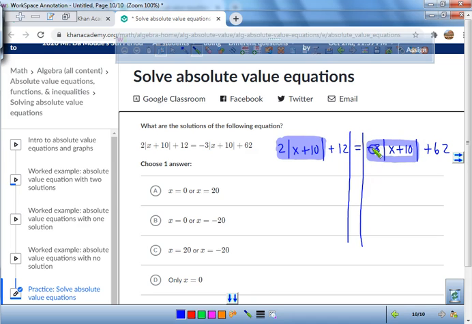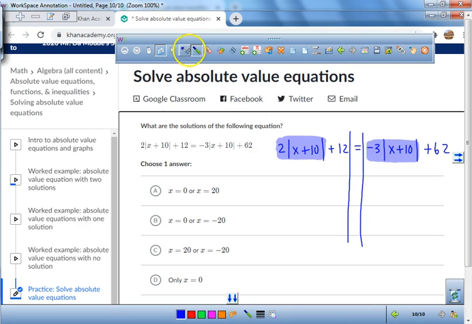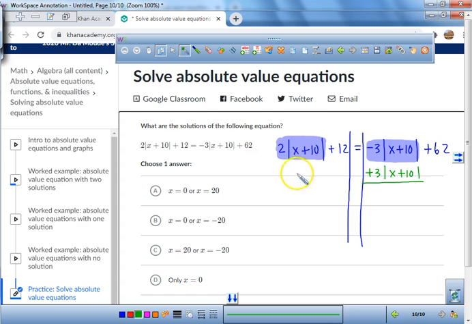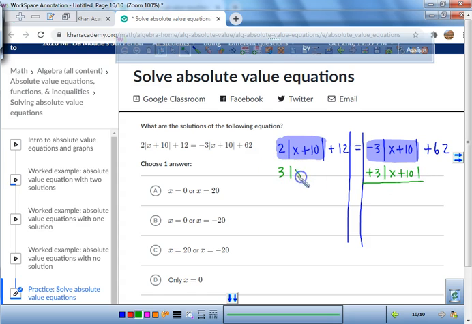All right, so I'm highlighting our absolute value expressions. Now, that one's negative, that one's positive. So since that one's negative and that one's positive, that kind of helps me make my decision. I'm going to add 3 times the absolute value of x plus 10 on this side. I'm going to add 3 times the absolute value of x plus 10 on this side. So when I add these together, these are additive inverses, they zero out. I can add these together and I get a total of 5 times the absolute value of x plus 10.